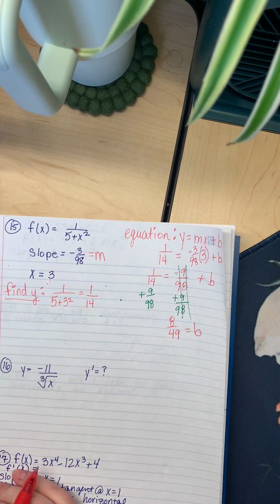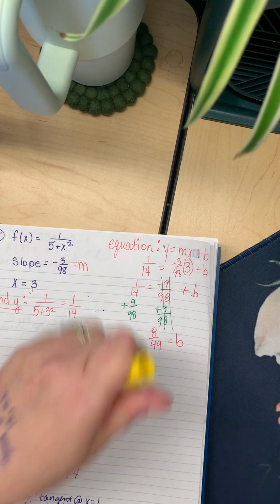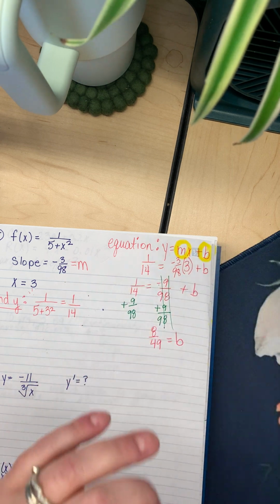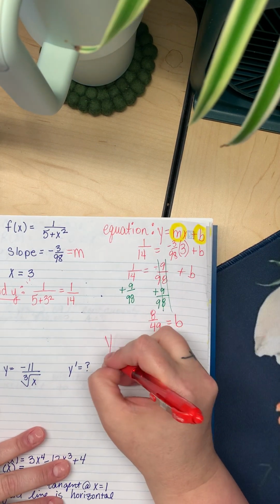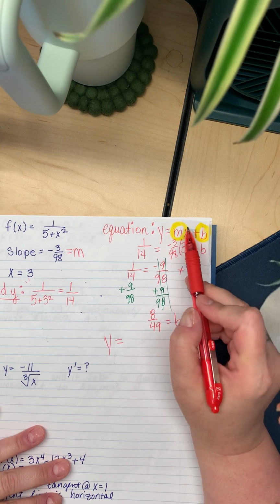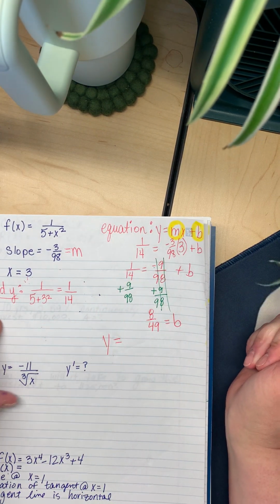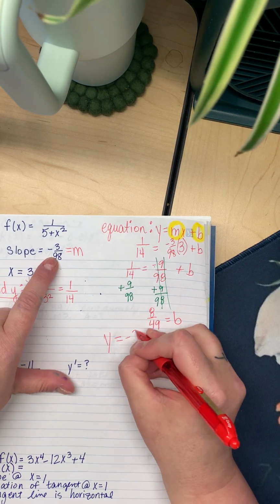Okay, the very last step is to go into this y equals mx plus b and put a number where the m is and the b. So my very last step is to say y equals a number for the m. Where did we have m equals? M equals negative 3 over 98.